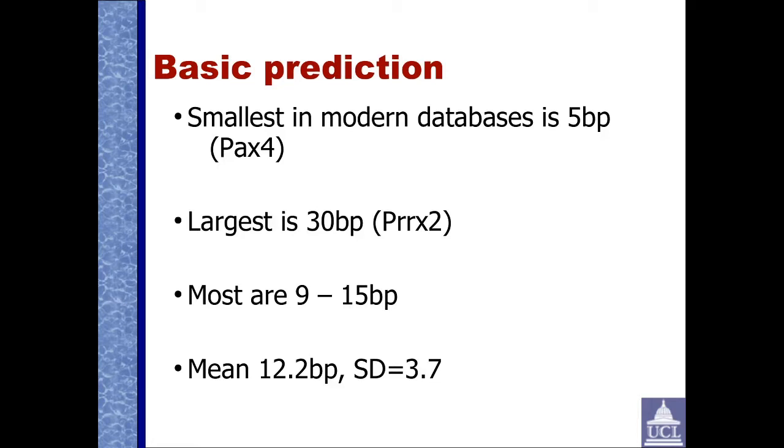Now, in the modern databases of transcription factors, the shortest binding site is 5 base pairs long, which is the transcription factor called PAX4. The largest is 30, and most are in the range of 9 to 15, with a mean of 12.2 base pairs and a standard deviation of 3.7.